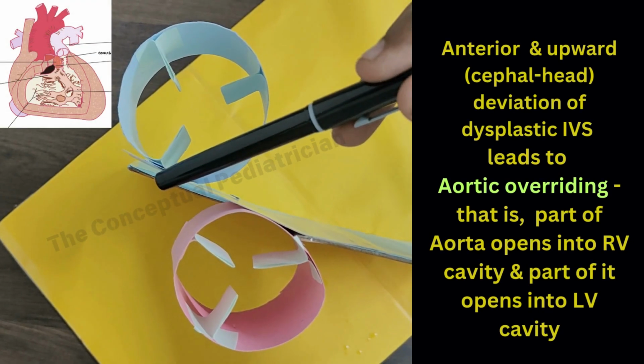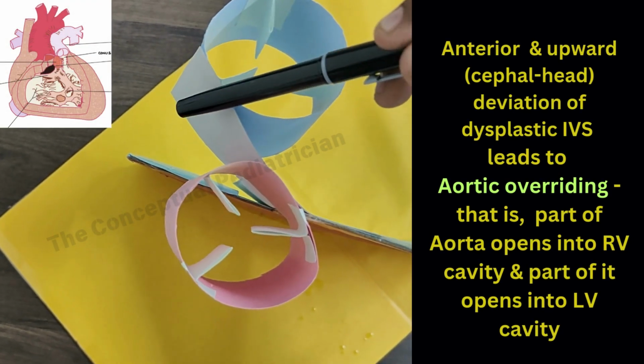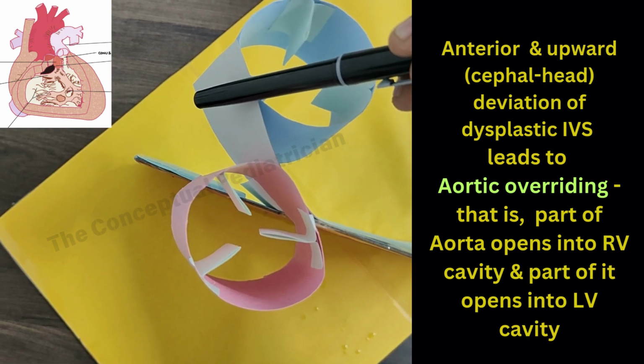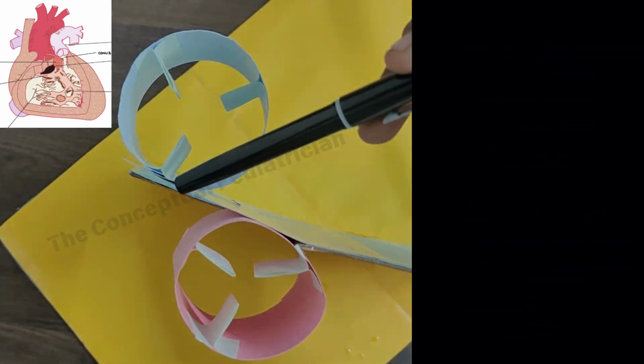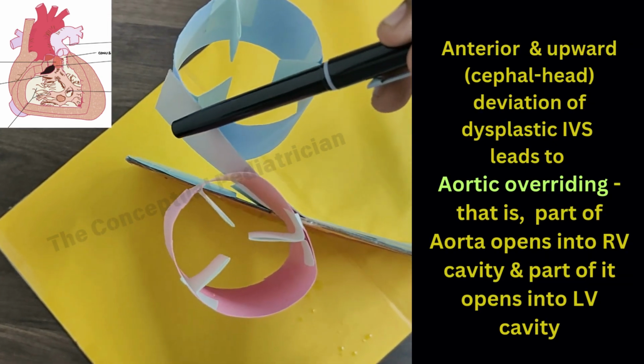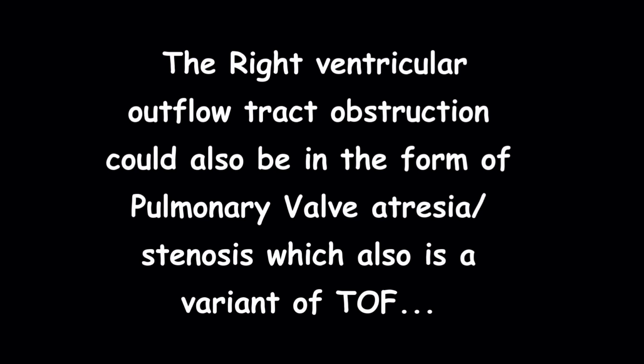The anterior displacement also results in aortic overriding, as you can see in this video. That is, some part of the aorta opens into the left ventricle cavity and some part opens into the right ventricle cavity. So as we have already discussed, the RVOT obstruction, which is most commonly due to stenosis of the infundibular area, can also be caused by pulmonary atresia or hypoplasia or stenosis of the pulmonary artery valve or hypoplasia of the pulmonary artery itself. When present, these are known as variants.